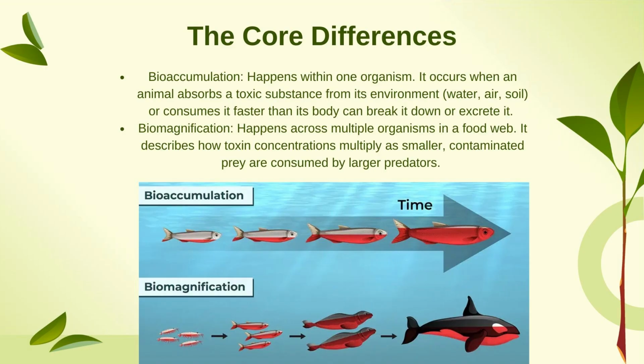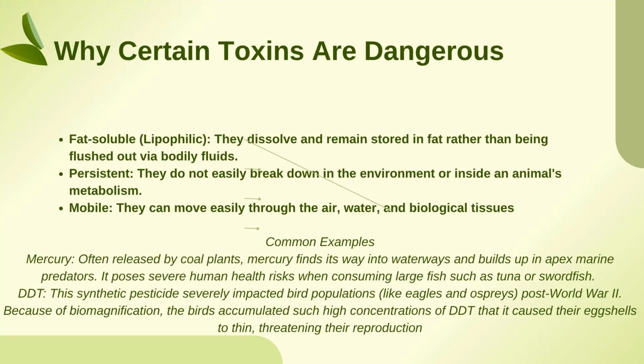Why are certain toxins dangerous? Firstly, they are fat soluble. They dissolve and remain stored in fat rather than being flushed out of the body. What are persistent toxins? They do not easily break down in the environment or inside the animal's metabolism. Next comes mobile. They can move easily through the air, water, or biological tissues.